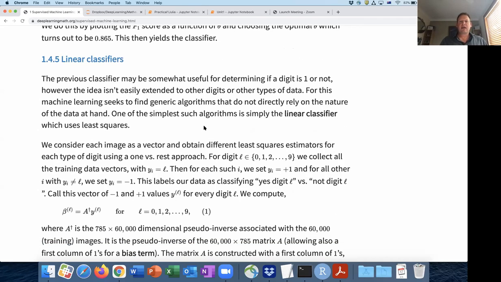All right. So now we saw this not great classifier, but let's get to a good classifier. It's actually even a neural network, but it's a neural network with an identity activation function. So it's a degenerate neural network. What we're going to do is least squares. We're going to use least squares for classification.